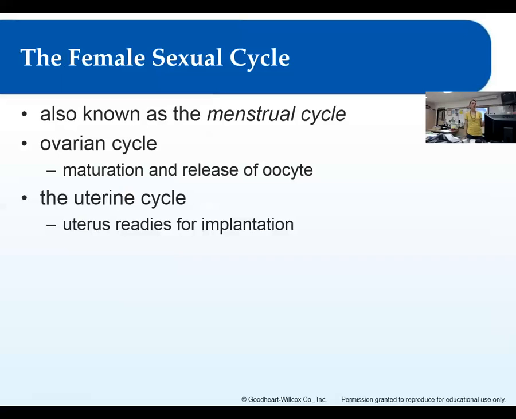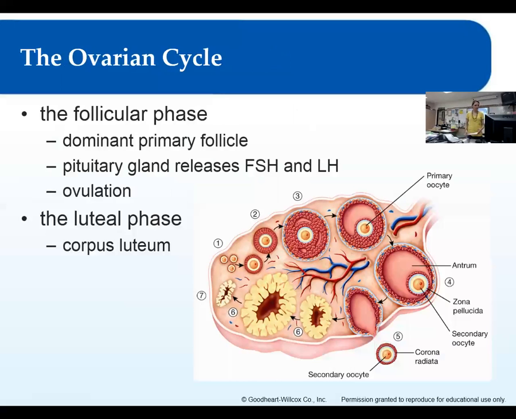You can look at this two ways: the ovary part of it and the uterine part of it, so the ovarian cycle and the uterine cycle. But keep in mind, as we talk about these separately, they actually work together. While the ovarian cycle is going on, so is the uterine cycle in preparation for the egg and so forth. So think of this as all occurring at the same time.